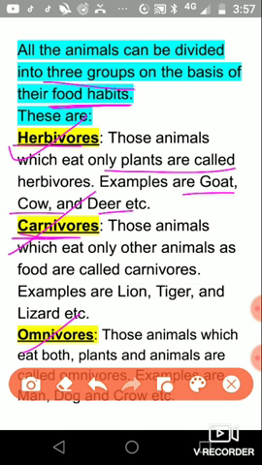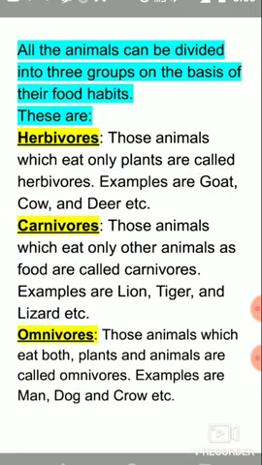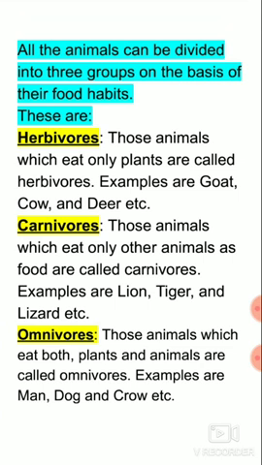Carnivores are those who eat the flesh of other animals. They only eat the flesh of other animals and are called carnivorous animals. Examples are tiger, lion, lizard, etc. Omnivorous animals are those who eat both plants as well as animals, and examples you can see on the screen are crow, bear also. So these are the different kinds of animals according to their eating habit.